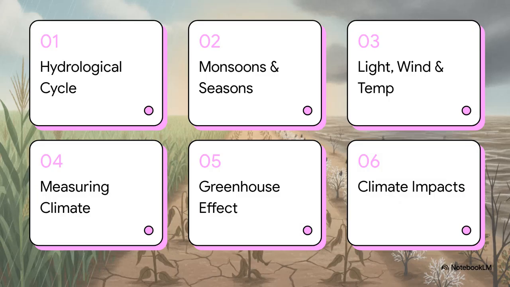We'll be covering 1. The hydrological cycle, 2. Monsoons and seasons, 3. Light, wind, and temperature, 4. Measuring climate, 5. The greenhouse effect, and finally, Section 6, climate impacts.